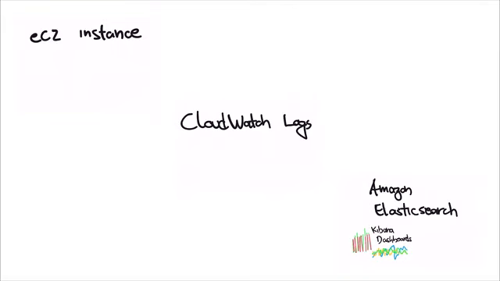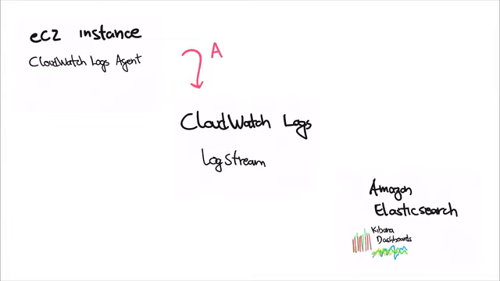This is what we have so far: an EC2 instance with the CloudWatch Logs agent installed and configured, sending logs to CloudWatch Logs. In CloudWatch Logs, we have a log stream that will collect the logs from that instance because we are using the agent to send the data. You can enable a service integration between CloudWatch Logs and Amazon Elasticsearch. And that's what we are going to see in this demo. Also, we are going to see how to create Kibana dashboards and see the statistics that we have from our web servers.